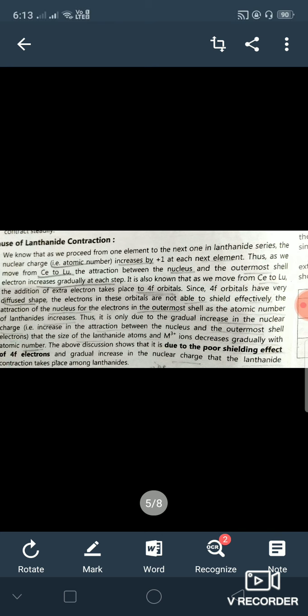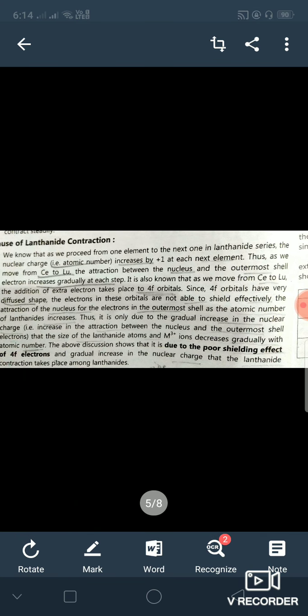Thus, it is only due to the gradual increase in the nuclear charge, that is, increase in the attraction between the nucleus and the outermost shell electrons, that the size of lanthanide atoms and M3+ ions decreases gradually with atomic number. The above discussion shows that it is due to the poor shielding effect of 4f electrons and gradual increase in the nuclear charge that the lanthanide contraction takes place among lanthanides.